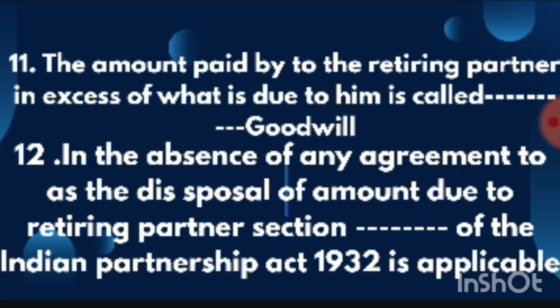The amount paid to the retiring partner in excess of what is due to him is called dash goodwill. The answer is hidden goodwill. What is the amount paid to the retiring partner in excess of what is due to him is considered as hidden goodwill.